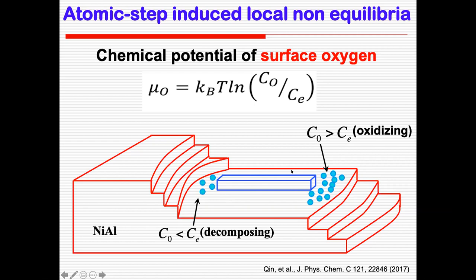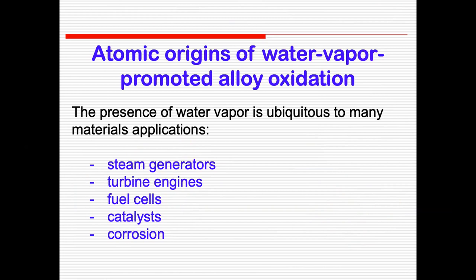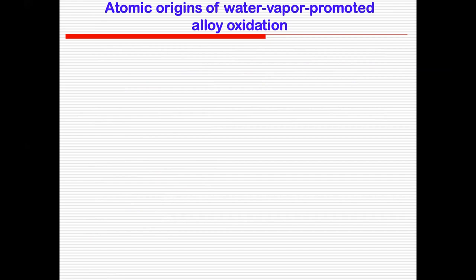All right, so we looked at oxidation at a very low oxygen pressure, with pure oxygen. Now we are going to look at another example, to show what happens if we change to a different atmosphere, like water vapor. The reason we look at water vapor is that it is involved in many materials applications, for example steam generators, turbine engines, fuel cells, corrosion, and catalysis. For alloy oxidation, there are a lot of studies that look at the oxidation of alloys by water vapor.